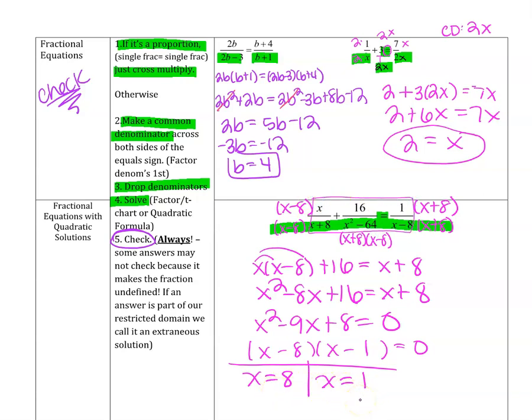You should. This x equals 8 is going to cause this denominator to go to 0, as well as this denominator. So therefore, you reject the x equals 8, and x equals 1 would be your answer. Now, it's possible that you have scenarios where maybe you reject none of them. Maybe you reject both of them. Maybe you have no solution. So just always make sure you go back and check, okay?